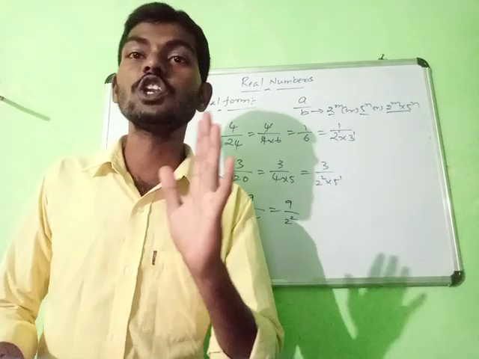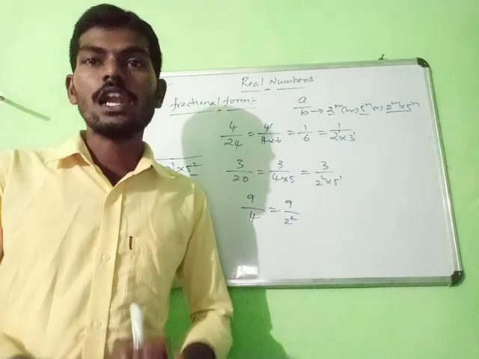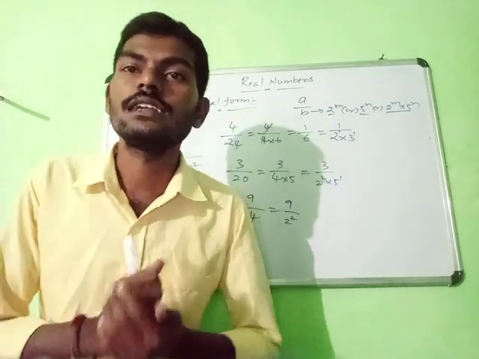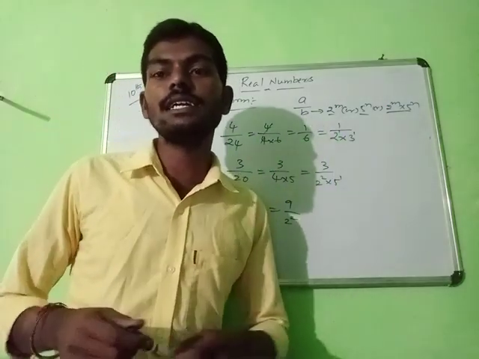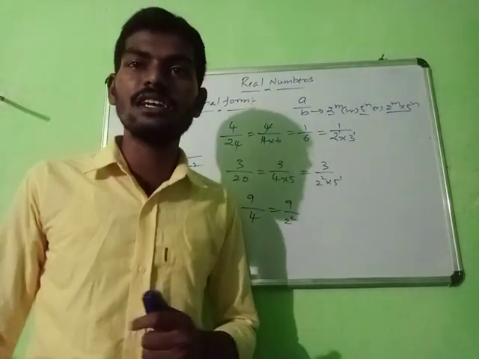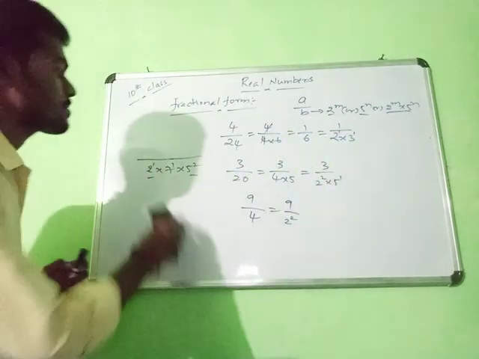If only this is there in the denominator, it is always a terminating decimal number. If both are there and again any one other number is there, it is always a non-terminating and repeating decimal number. And then next, if any decimal number is given, how to find whether it is a rational number or an irrational number.